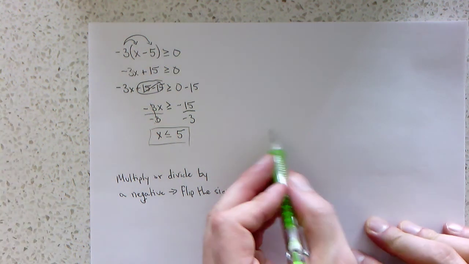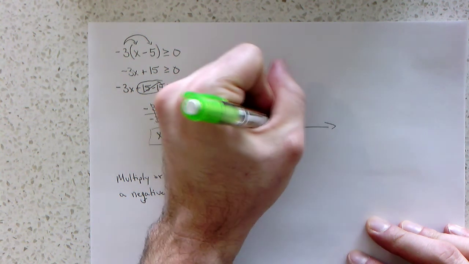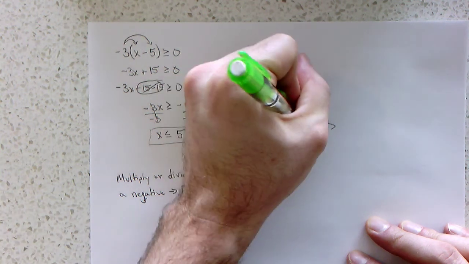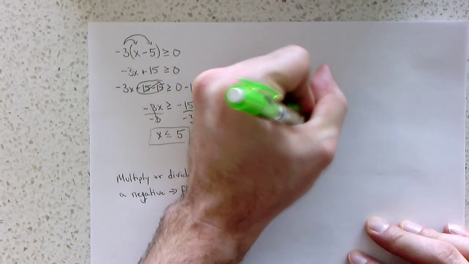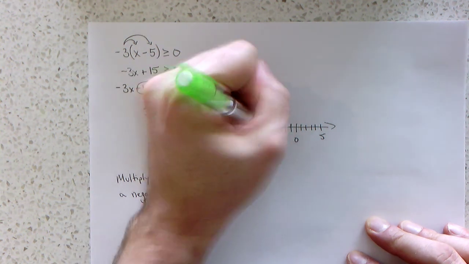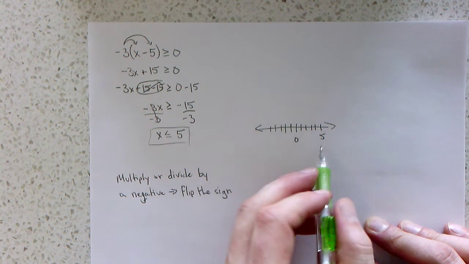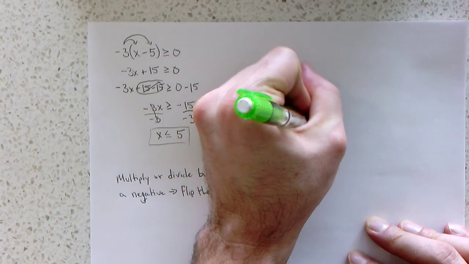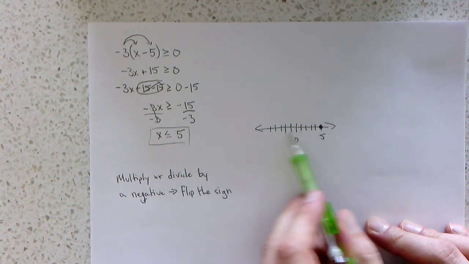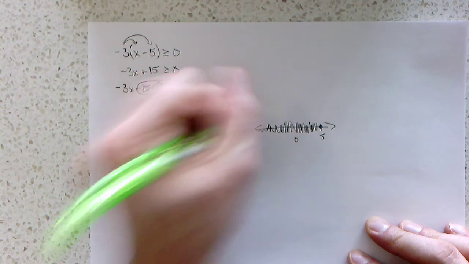So when I come over here to graph it, I've got 0 here, 1, 2, 3, 4, 5. So 5 here, and all my other numbers. And if x is less than or equal to 5, so again I have that filled in circle, and all of my numbers that are less than 5. So I'd be doing all these numbers.